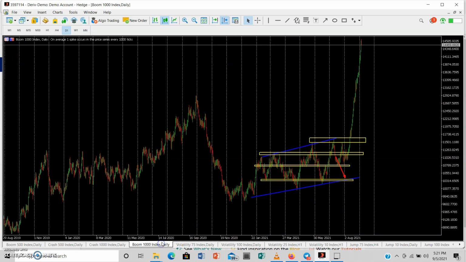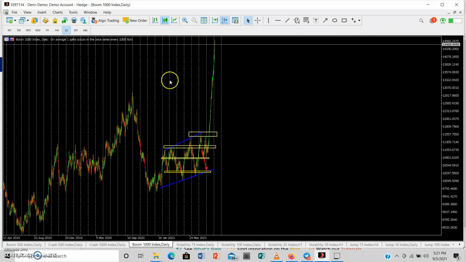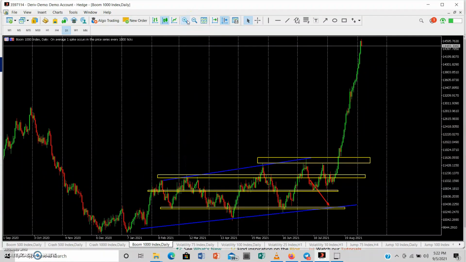Okay, then moving on to 1000, which did some crazy stuff for these past few days. As you can see, it probably broke all previous price zones, so it went on all the way up to set a new all-time high, right? Our resistance zone was broken, price started to rally up rapidly.